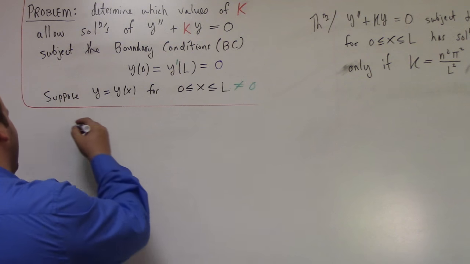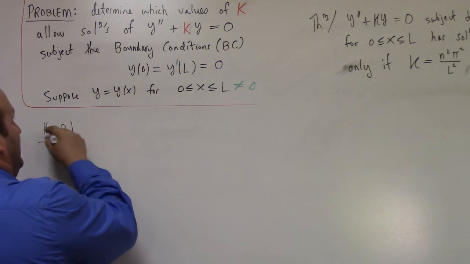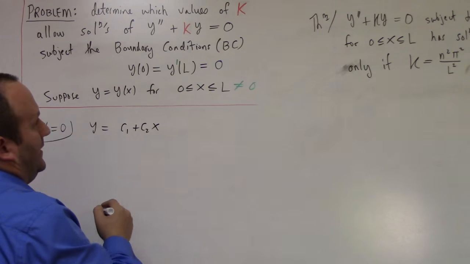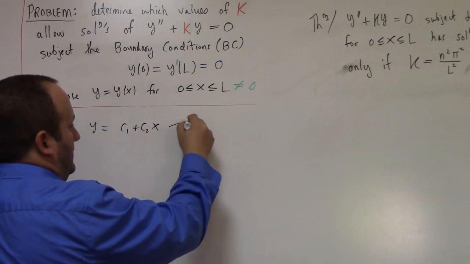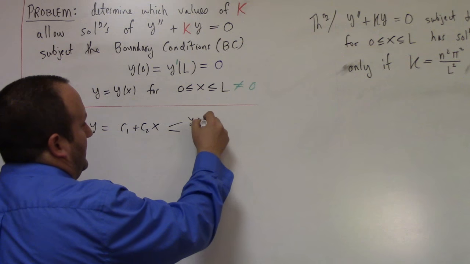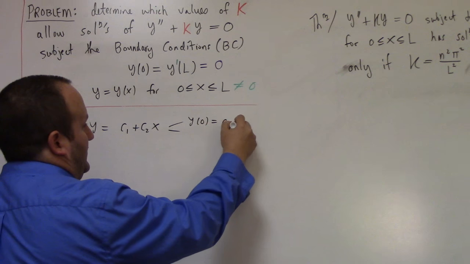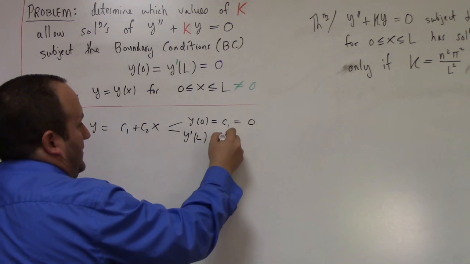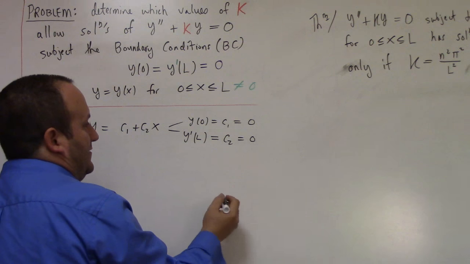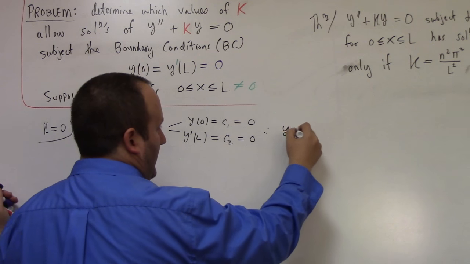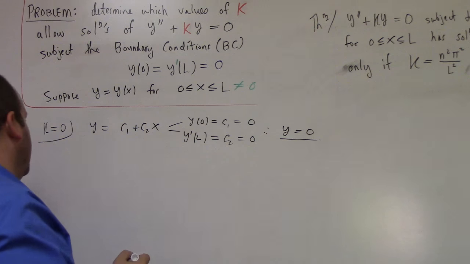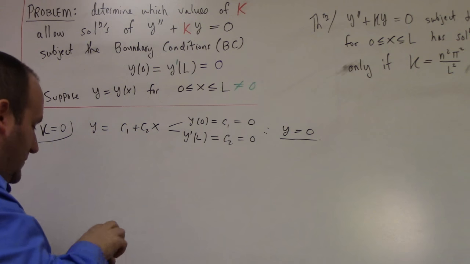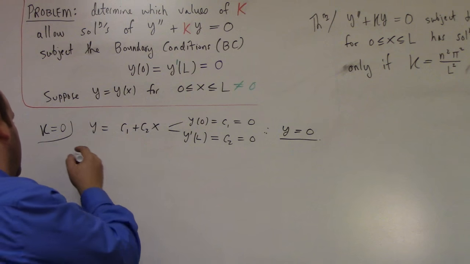K equals 0. So we have y equals c1 plus c2x. And what do we got? Y of 0 is c1, which is 0, right? And y prime of L is c2, which is 0. So there you have it. Stick a fork in it. There's nothing there.